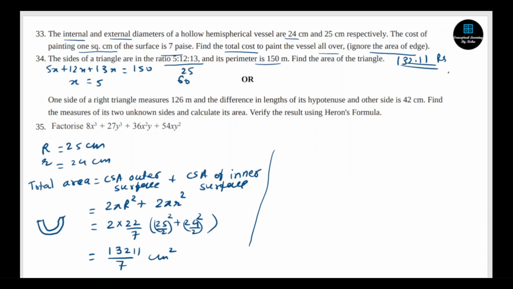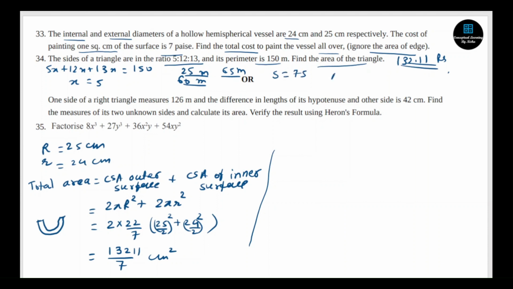So you'll get the sides are 5 into 5, which is 25, then 12 into 5, 60 meter, they're talking about meter, right? And the third side is 13 into 5, 65 meter, right? So we got three sides. Write all the steps for this, and now you have to find the area. So as semi perimeter is 75, you'll get.